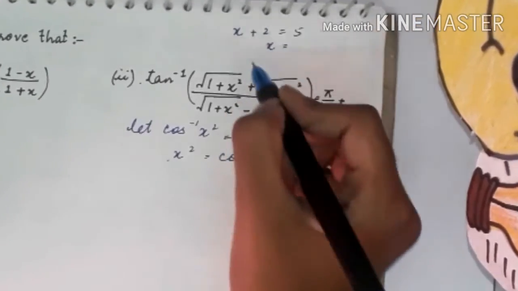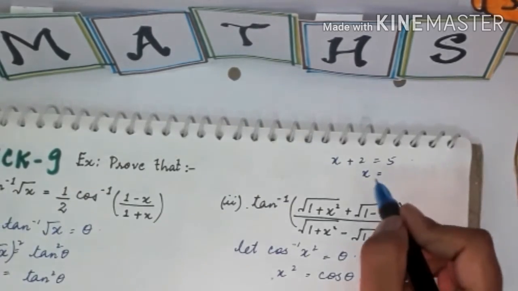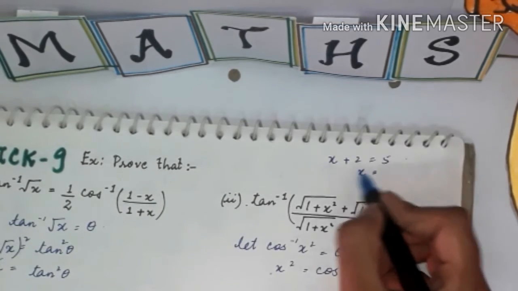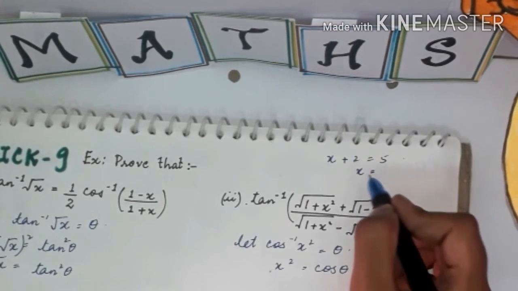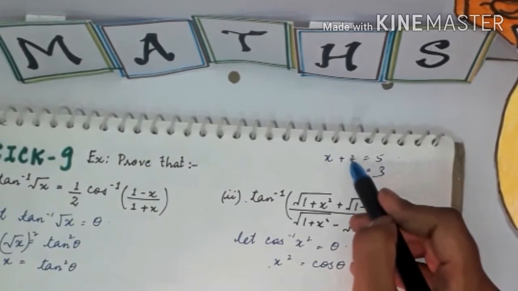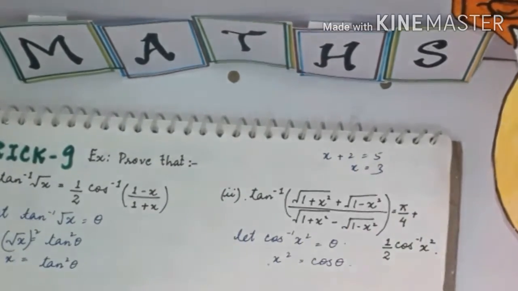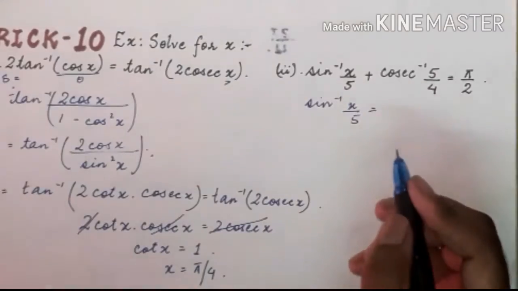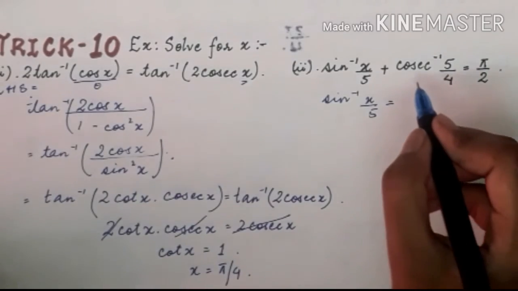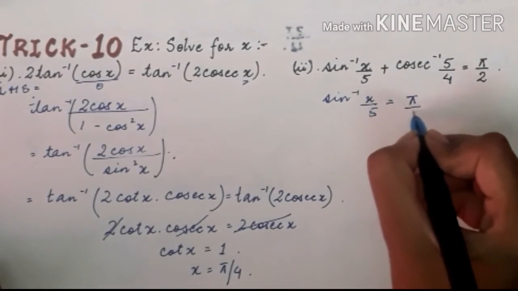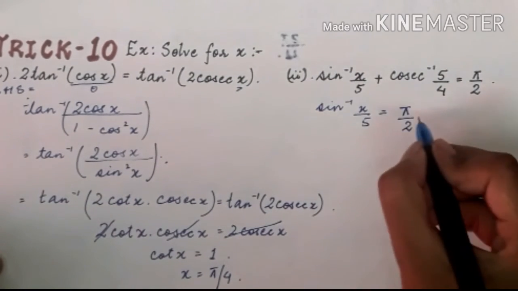What do you do? You make x alone on one side of the equal to and take all the other numerical values to the other side. See, you take this 2 from here to here, it becomes minus 2. Simple. The same you have to do here. You will take this cosec inverse function from LHS to RHS.